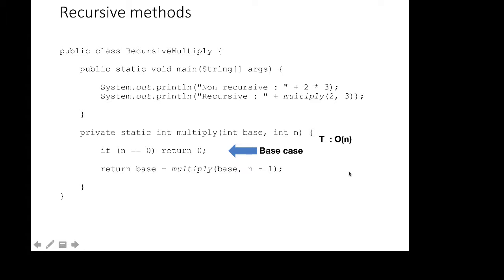Time complexity of this algorithm is O of n, because we are going n times. And space complexity is also O of n, because we're spending more space on the recursive calls, because we need to recurse n times until we get to the base case.